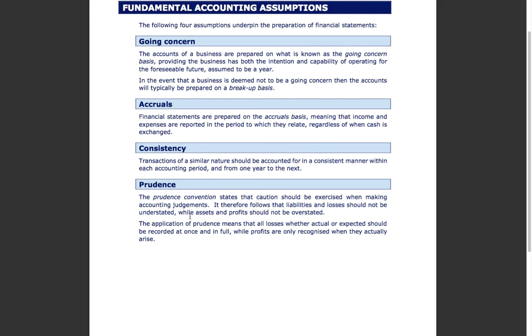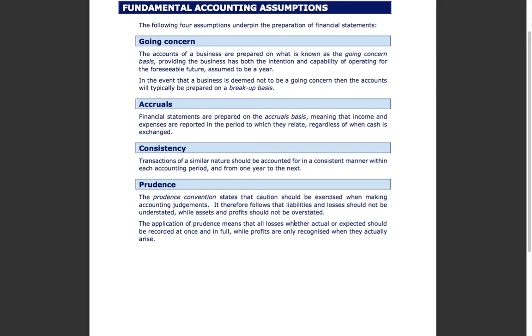Finally, you have the prudence. The prudence is important. Prudence states that caution should be exercised when making accounting judgments. It is therefore that liabilities and losses should not be understated, and profits should not be overstated, and assets should not be overstated. Prudent concept means that you need to make judgments in a very, very objective manner. You need to be objective when you're making judgments.